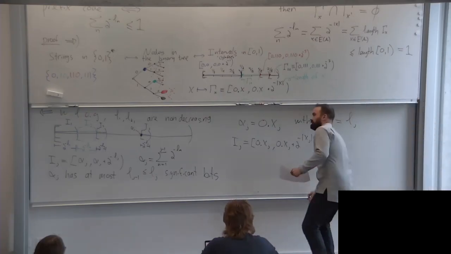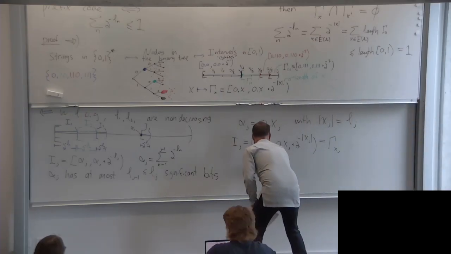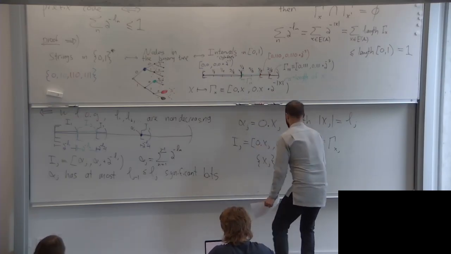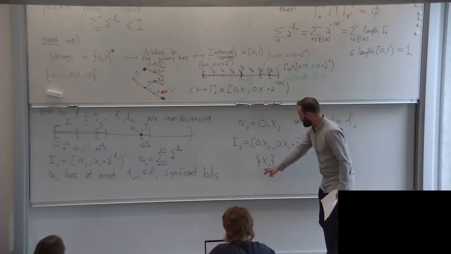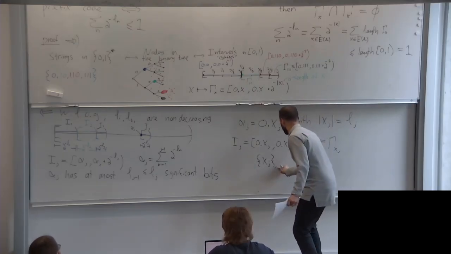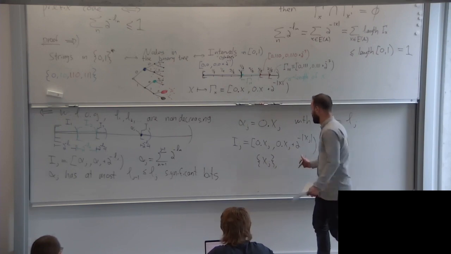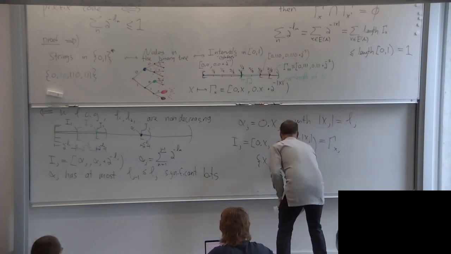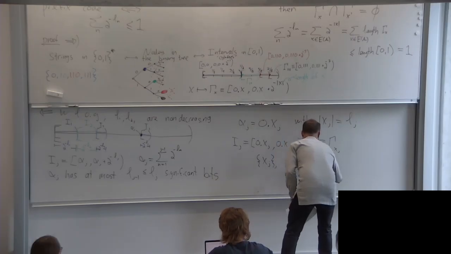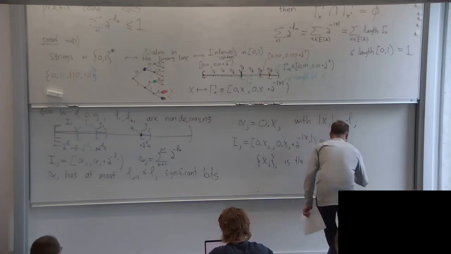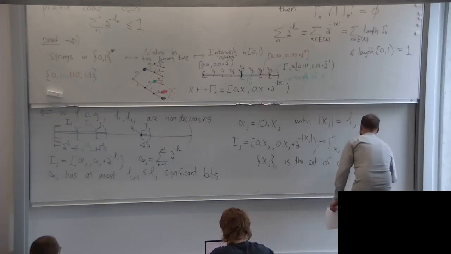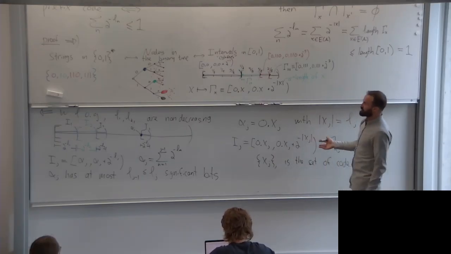And so the set of xj's, in fact, I have not specified if it's a finite or infinite code. So I should not even try to write it down, but I'll just write it down like this. The set of xj is the set of code words, which by construction is prefix free.